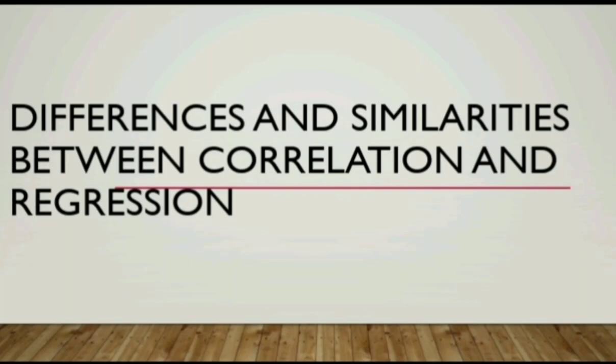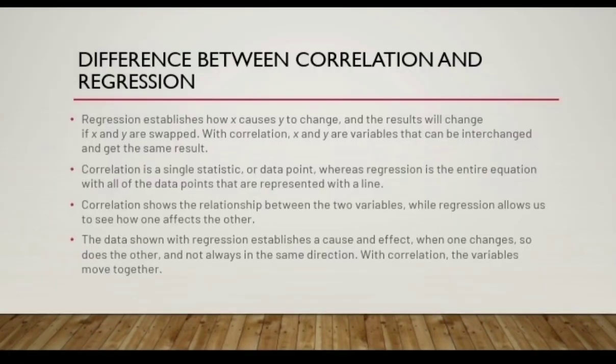Differences and similarities between correlation and regression. Difference between correlation and regression. Regression establishes how x causes y to change, and the result will change if the x and y are swapped. With correlation, x and y are variables that can be interchanged and get the same result.